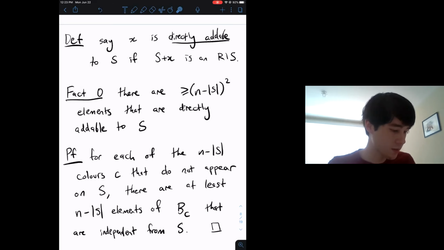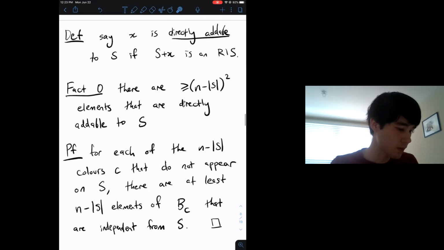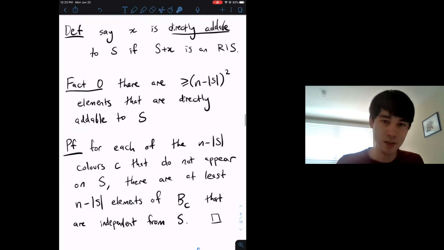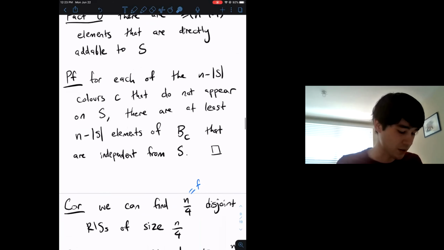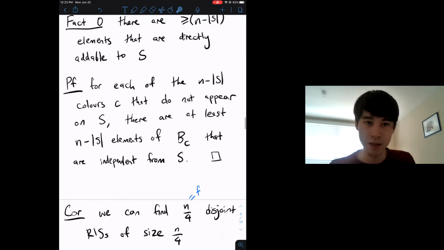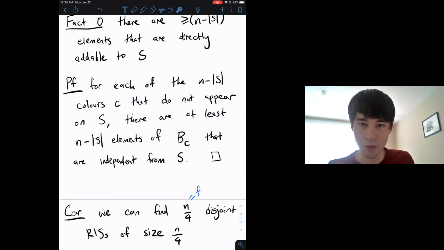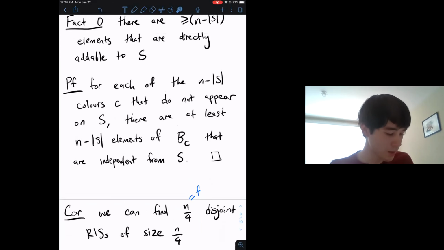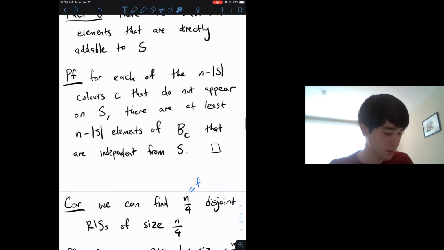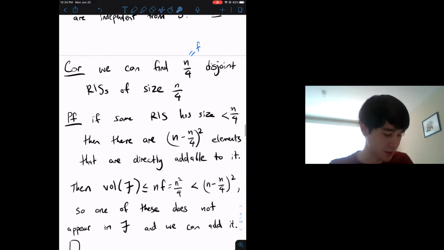So if you have some notion of being able to add something, and you have some lower bound on the number of choices you have, then this is going to tell you something in the setting of Rota's basis conjecture. So here is a very simple and nearly trivial corollary of fact 0. In the setting where I have n bases in a rank n matroid, I can find at least n over 4 disjoint rainbow independent sets of size n over 4. The reason is just I apply this counting lemma.